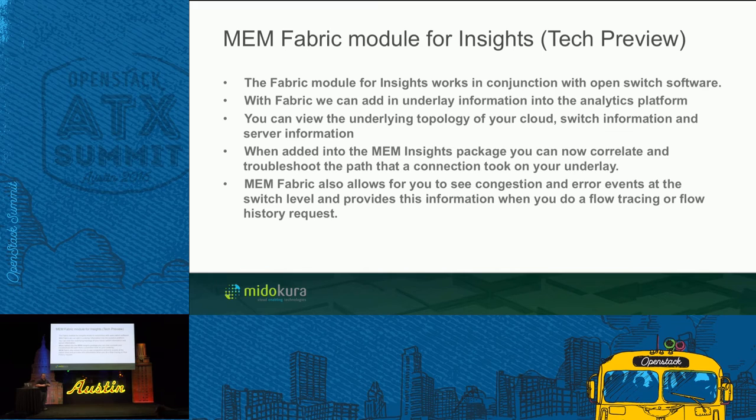What the Fabric module is, it's kind of a plugin for Insights. And it works in conjunction with open switch software, so the likes of Cumulus, Dell OS10, everything like this. We have an agent that we can run on these Linux switches now. And so what this allows us to do is a lot of different things, but it adds underlay information to your flow history and flow tracing. So now we start seeing some crazy stuff, and I'll show you that in just a second.